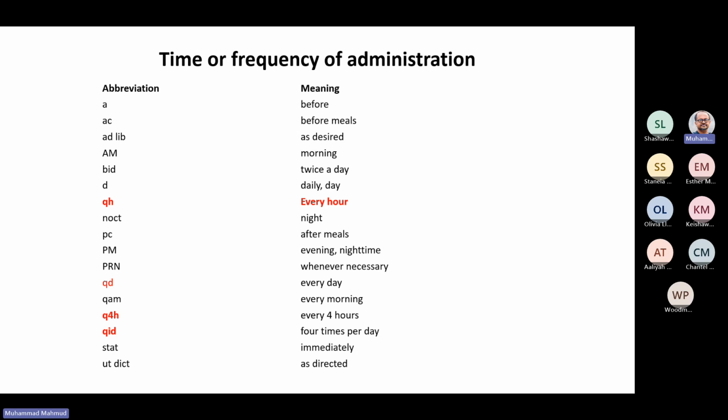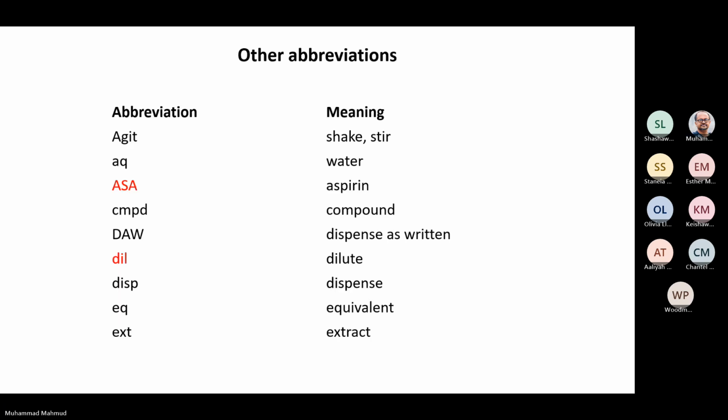BID means twice a day, 12 hours. NOCT, like nocturnal, means night. PRN is for whenever necessary. QAM, that's every morning. Stat is an important word. Stat means right away, immediately. Ad lib is the word for as directed.